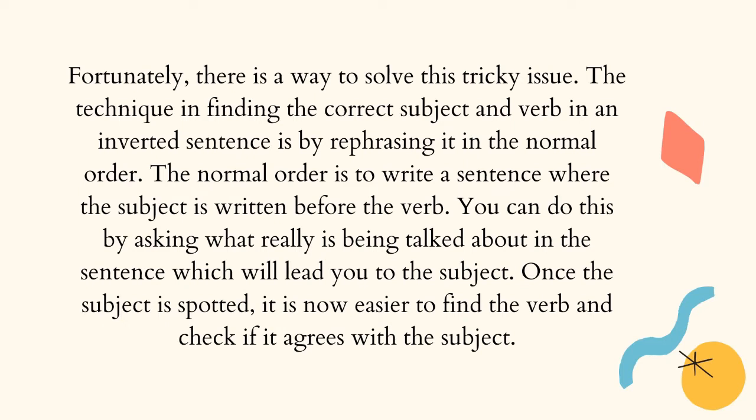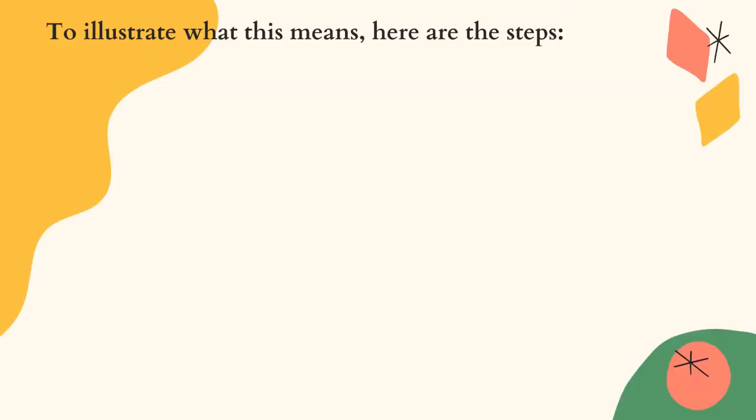The technique in finding the correct subject and verb in an inverted sentence is by rephrasing it in the normal order. The normal order is to write a sentence where the subject is written before the verb. You can do this by asking what really is being talked about in the sentence, which will lead you to the subject. Once the subject is spotted, it is now easier to find the verb and check if it agrees with the subject. To illustrate what this means, here are the steps.